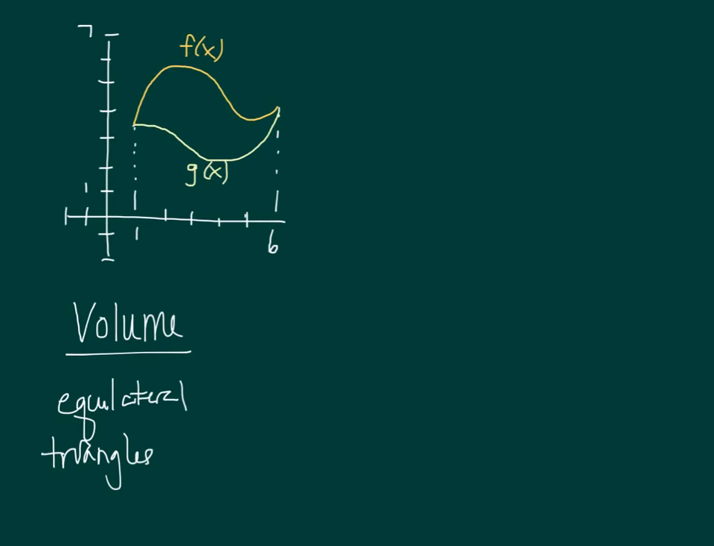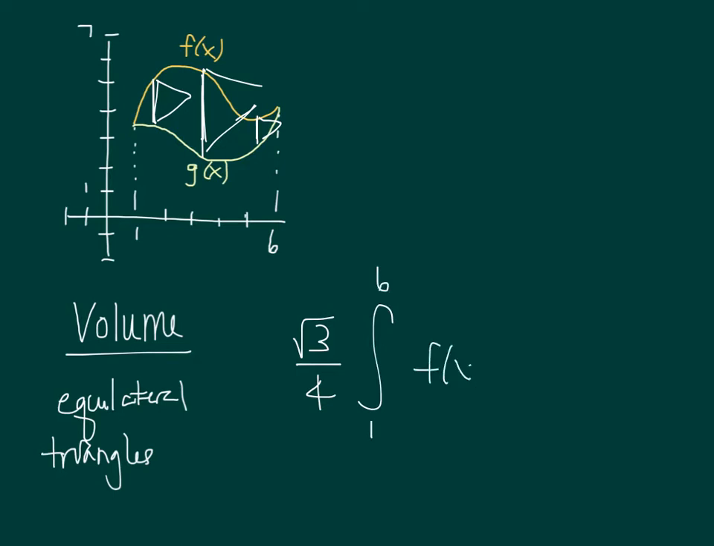Okay, equilateral triangles. Again, one of the sides is on this area coming out at you. It's going to be square root of 3 over 4 times f of x minus g of x squared. It's top minus bottom.